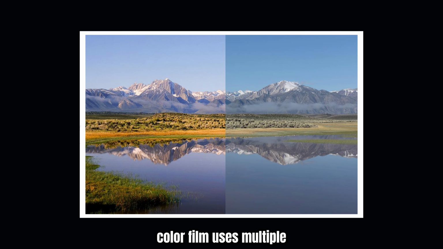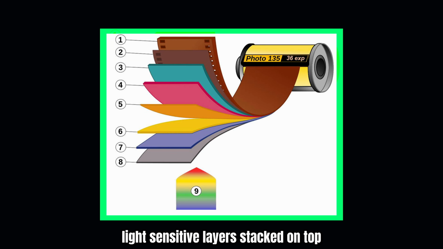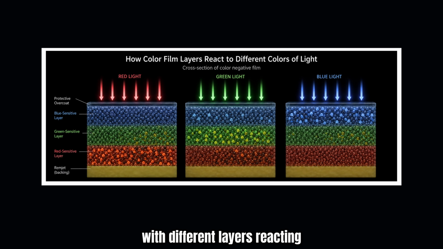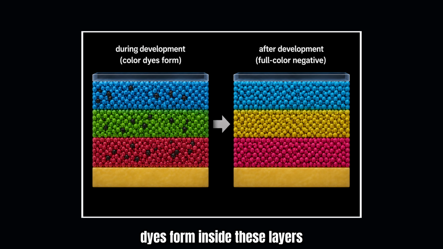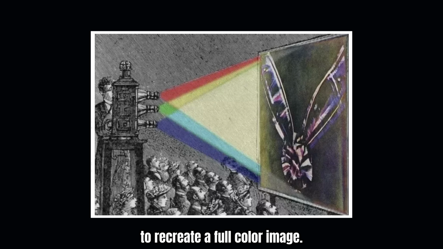Level 25. Color film photography. Color film uses multiple light-sensitive layers stacked on top of each other, with different layers reacting to red, green, and blue light separately. During development, dyes form inside these layers to recreate a full-color image.